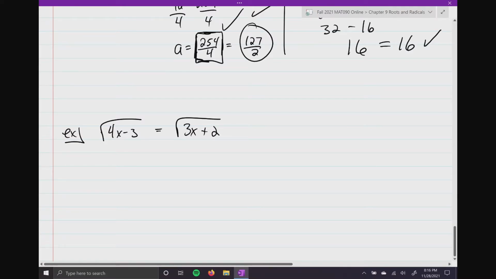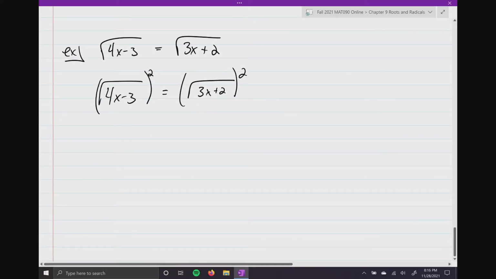The square root of 4x minus 3 equals the square root of 3x plus 2. Notice you have a radical on both sides. But if you think about the first step, isolating the radical, look, it's already isolated. You have 2 of them, but they're on opposite sides, which is great. So all we have to do is square both sides. That's a beautiful thing. Now, this is really nice because the square root of 4x minus 3 squared is just 4x minus 3. And the square root of 3x plus 2 squared is just 3x plus 2.